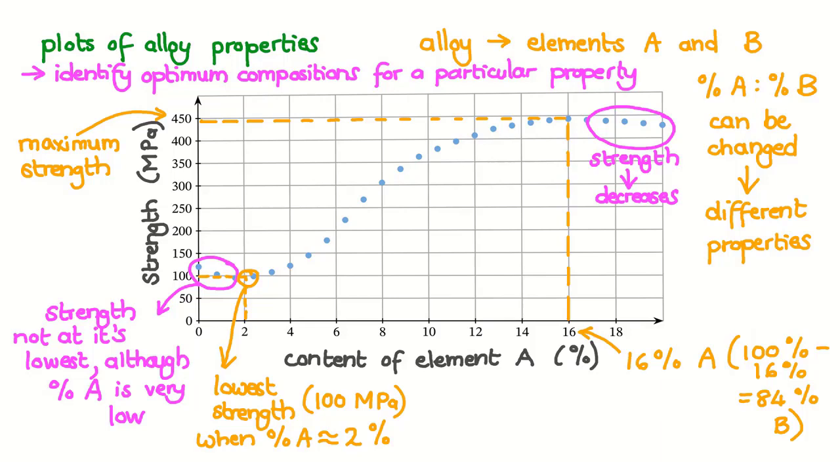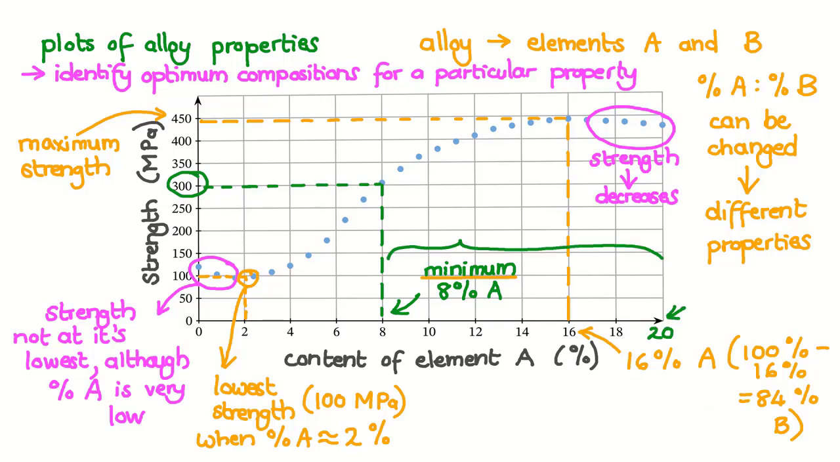Lastly, let's imagine we wanted to make an alloy of elements A and B that had a strength of about 300 megapascals. If we go across to the curve and down to the x-axis, we'd need to make our alloy with a minimum of 8% of the element A and the rest element B to achieve this strength. The key word here is minimum. Truthfully, any content of element A from about 8% up to about 20%, which is the maximum content value we've been given on this plot, would give us a strength higher than 300 megapascals, more than we needed.